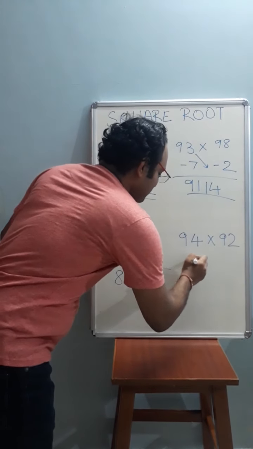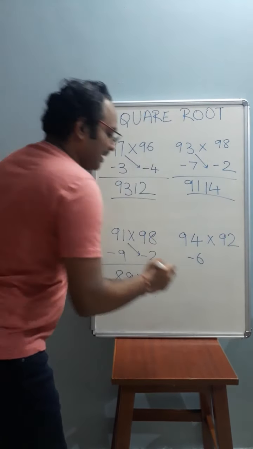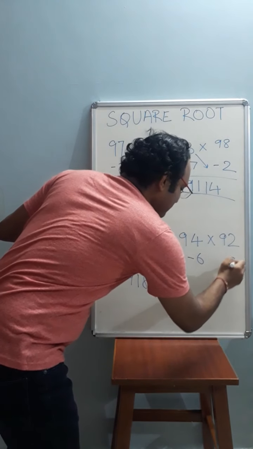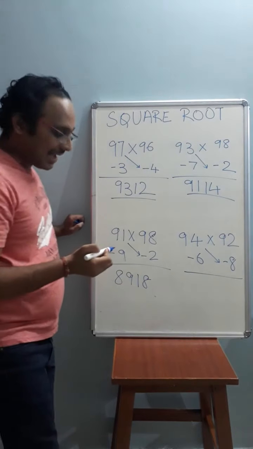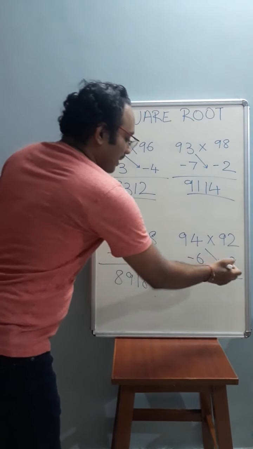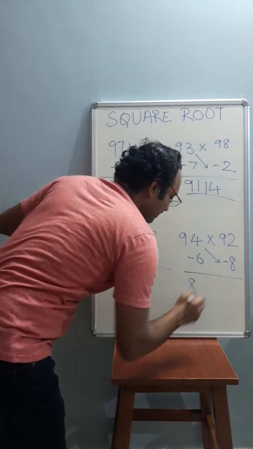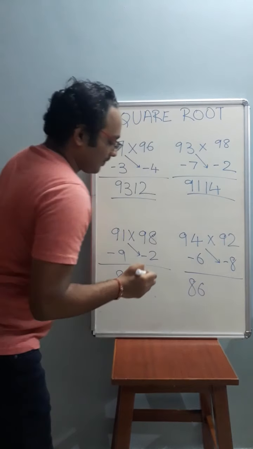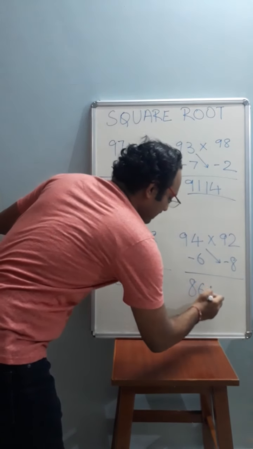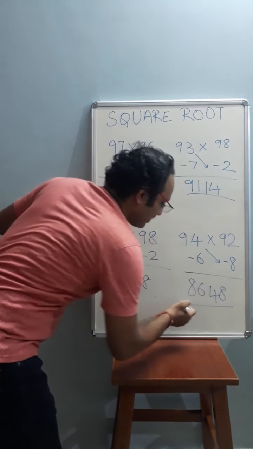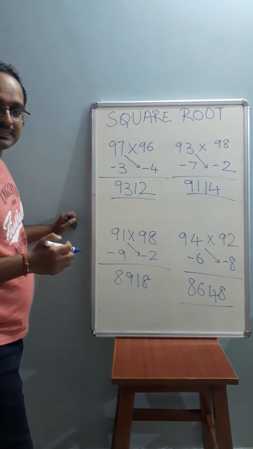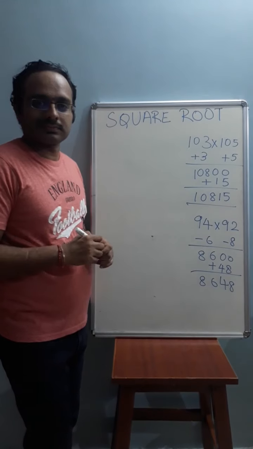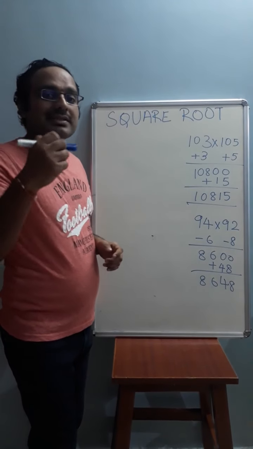100 minus 6 is 94. 100 minus 8 is 92. Cross add. 94 minus 8 is 86, followed by 6 into 8, that is 48. That's it. We got the answers. It is so easy. Now let's see how the trick works.